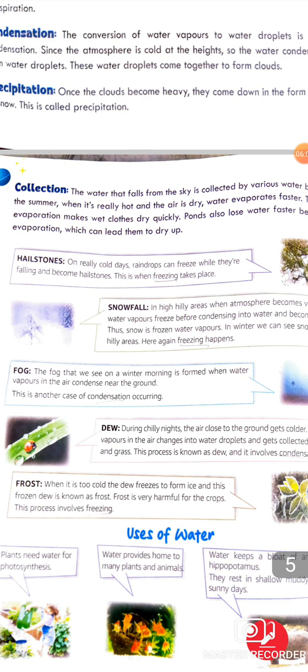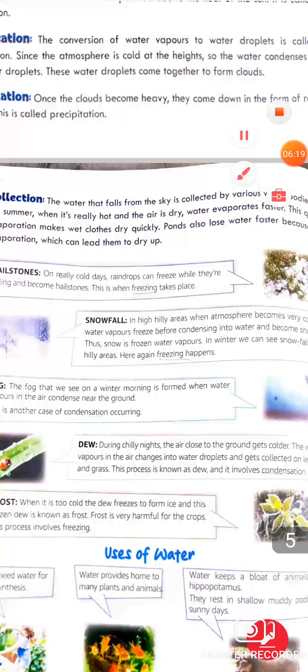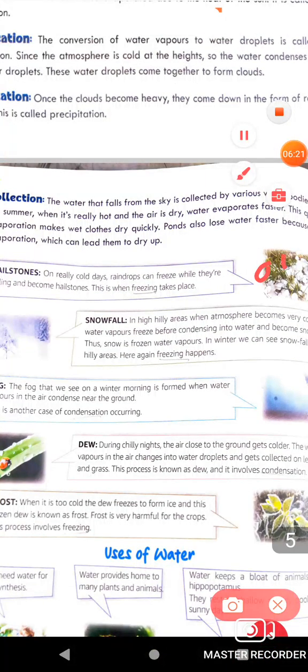Means hailstones, you may say, are small solid balls of ice. Look at the figure, they appear like small solid balls of ice, just like a ball of ice. Means hailstones are small solid balls of ice, and they fall on earth on really cold days. If it is a very cold temperature, then hailstones are formed, and it happens by the process of freezing.